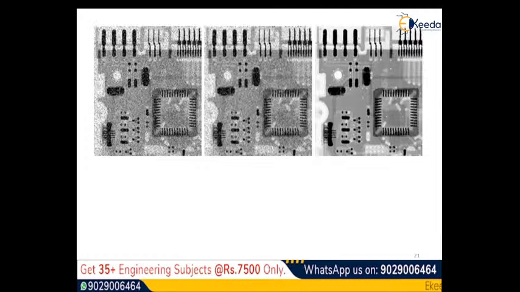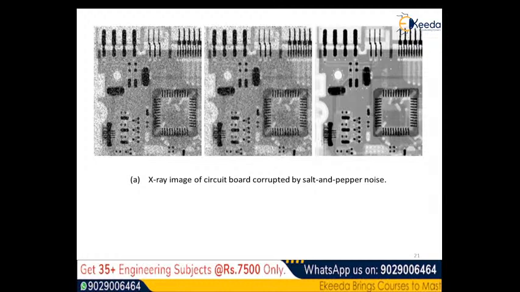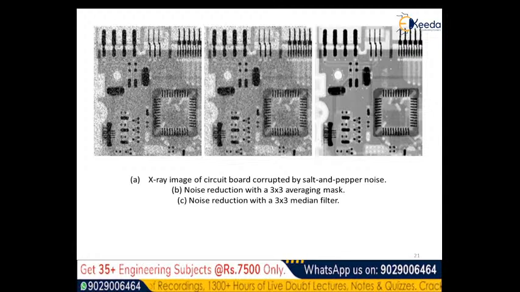We have another example here. The input image is an X-ray image of a circuit board having salt and pepper noise, represented on the left-hand side. We want to get noise reduction. When we perform a 3 by 3 averaging mask, you can see not much noise reduction is obtained. But when, instead of the 3 by 3 averaging mask, we opt for the 3 by 3 median mask, we get a quite clear image on the right-hand side.